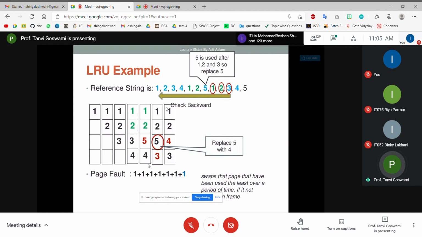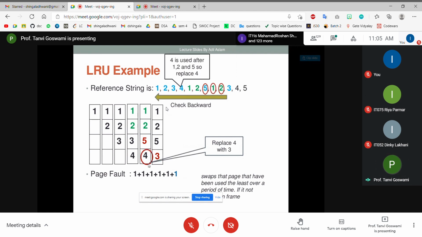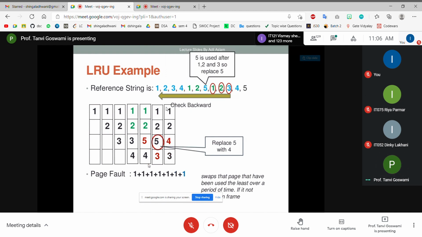Sorry, page number 4. For page number 4 we have the candidates pages 1, 2 and 5. 3 was recently brought into the memory, right? So which will be replaced? 5. 1 or 2 are hit the maximum number of times. 3 is recently placed in the memory, so 5 will be replaced by 4.